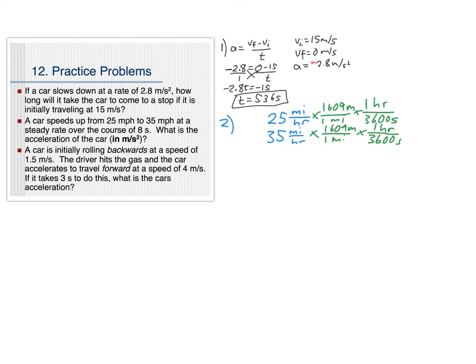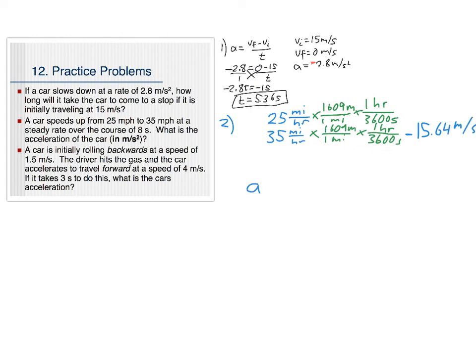So I go ahead and set up that conversion, right? 1609 meters in 1 mile and 3600 seconds in 1 hour, and I see that that'll cancel out the miles and that'll also cancel out the hours. Certainly you could go to minutes first and then seconds, but what I end up getting here is that initial velocity is actually going to be 11.17 meters per second. And that final velocity is going to be 15.64 meters per second.